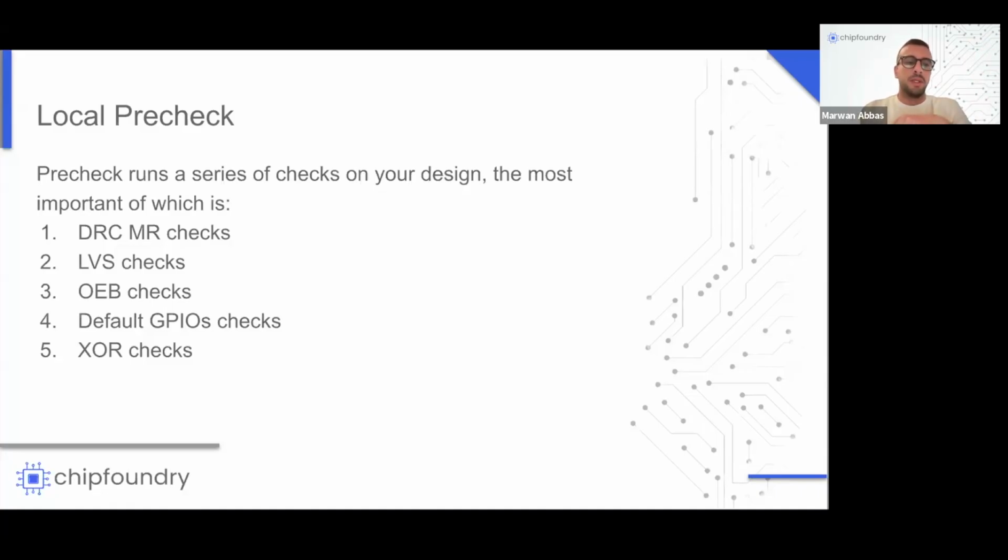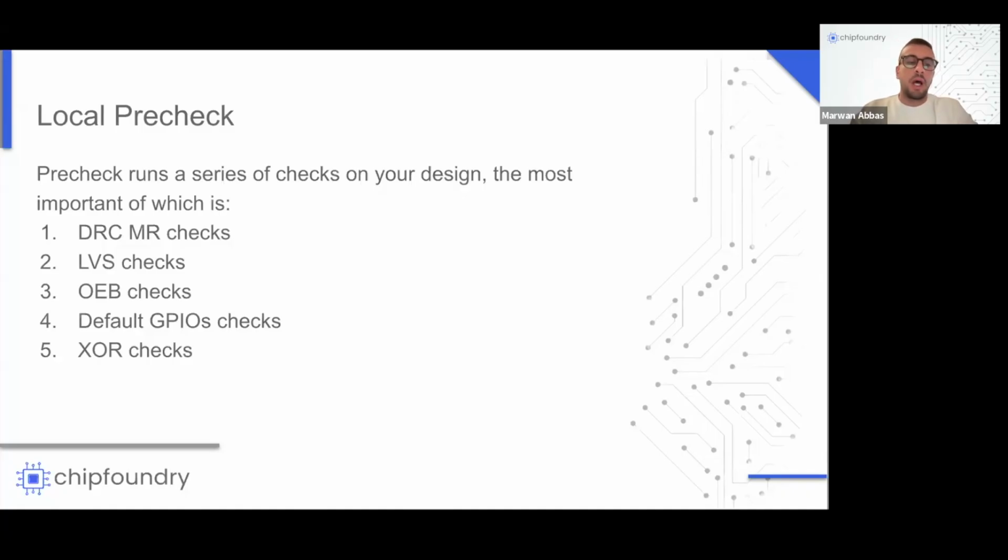So there, you most probably won't have any issues. But we do run it multiple times just to make sure. And then we run the LVS checks, which is layout versus schematic. This makes sure that the layout is the same as the generated code from your RTL, or your netlist that was generated from your RTL.